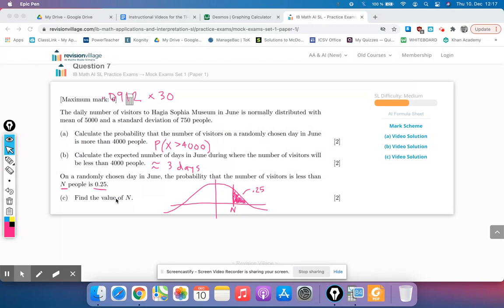So this is what we do. And I messed this up. It says the number of visitors is less than n people. So that's actually down here because we go left to right. So this is actually 0.25, and this is n.